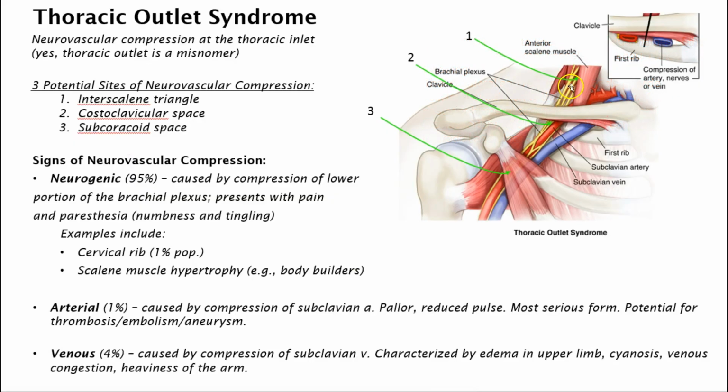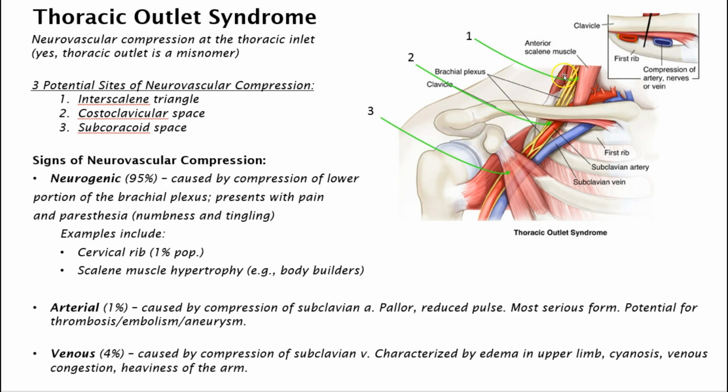Because these areas are generally very small and have lots of structures coursing through them, there's the potential for compressions to occur at any of these regions. So there's 3 general regions where thoracic outlet syndrome can occur, which is a bit of a misnomer. It should probably be called thoracic inlet syndrome because structures are generally coming into the inlet. But either way, let's take a look.